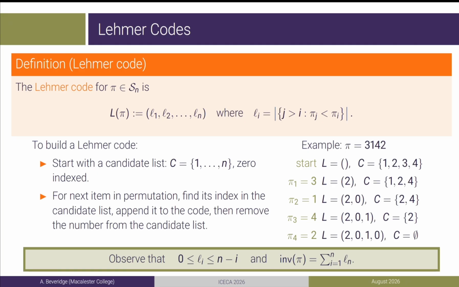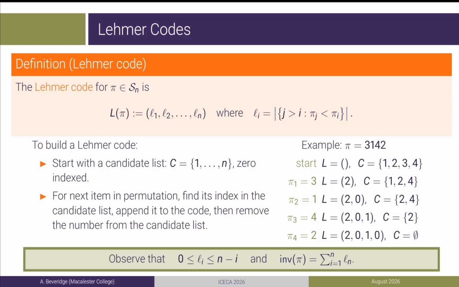So let's talk about how to get a handle on this problem. We need a representation of our permutation that showcases its inversion number, and for this we turn to the Lehmer code for a permutation. Given an n-permutation, we create a list of length n whose ith entry counts the number of larger indices that contain permutation values smaller than pi i. Let's look at a small example of how to construct a Lehmer code for a given permutation.